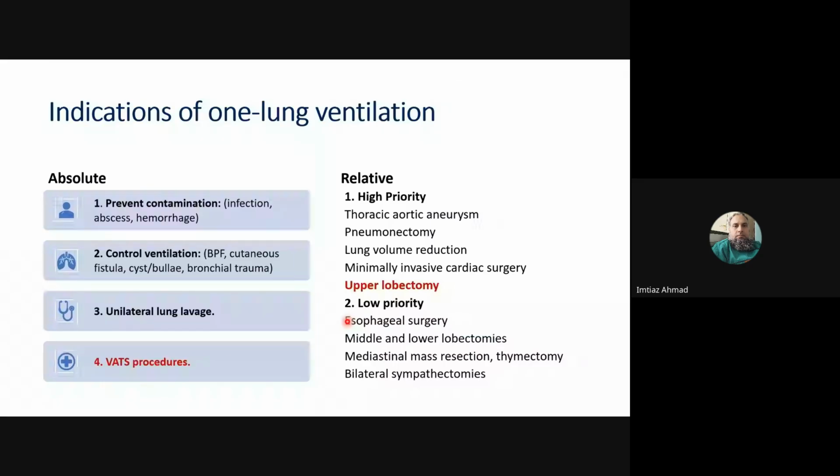This patient will definitely need one lung ventilation, as absolute indications are prevention of contamination, control of ventilation, and unilateral lung lavage. In this case, VATS is the procedure. There is absolute indication for one lung ventilation. On the relative side, upper lobectomy is planned, so a relative indication of high priority is there.